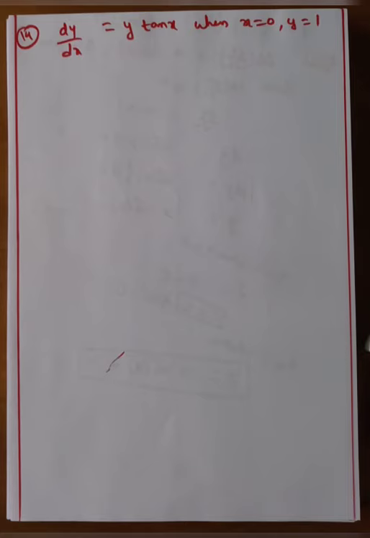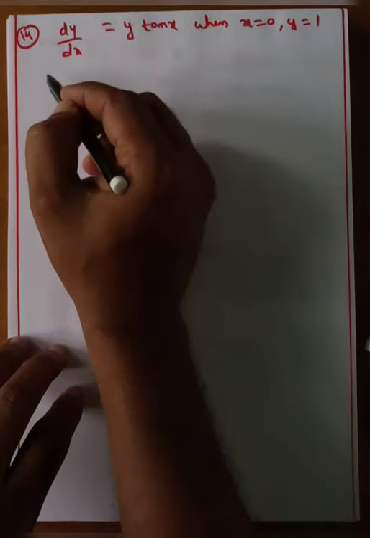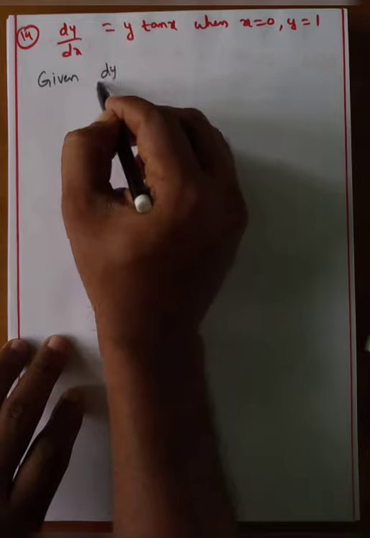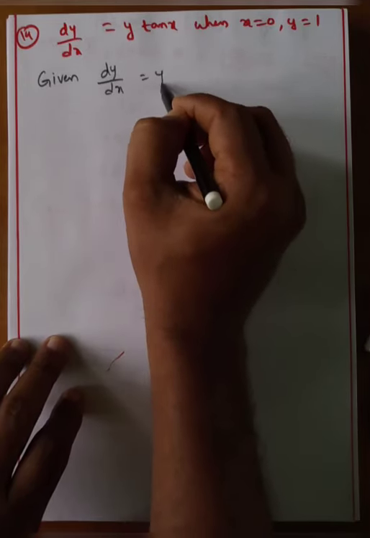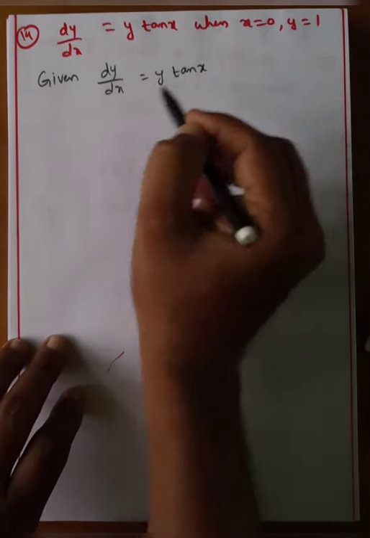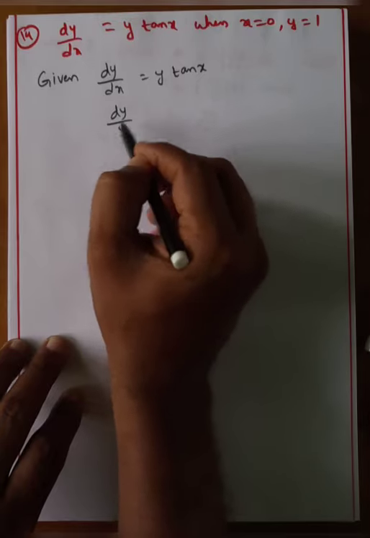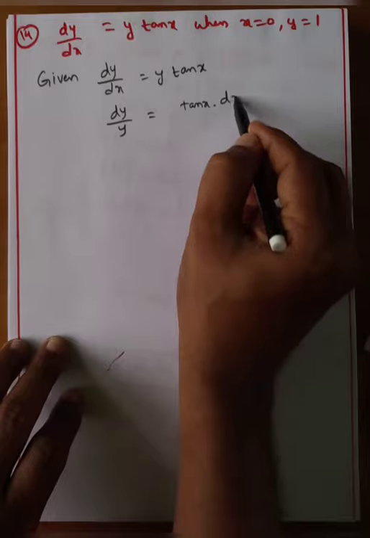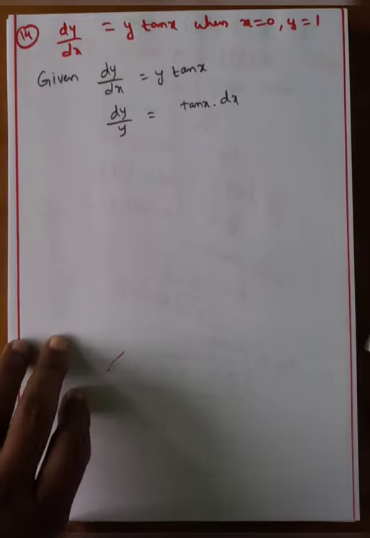Okay, my dear students, we are going to the next question. dy by dx is equal to y tan x. Now what is given? All our questions are solved, my dear students. Now dy by dx is equal to y tan x. Separation is going on. dy by y this side, x this side, tan x into dx. Okay, variables are separated.